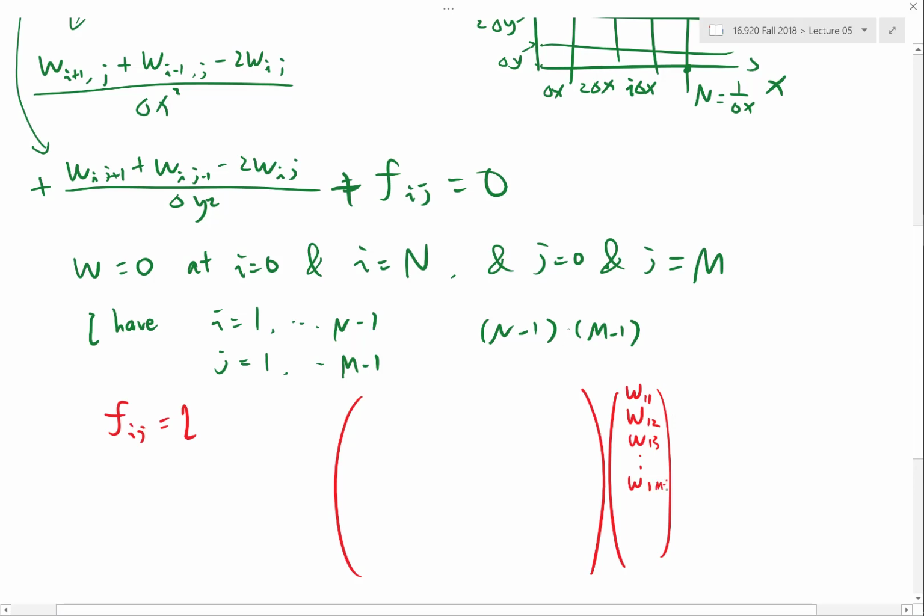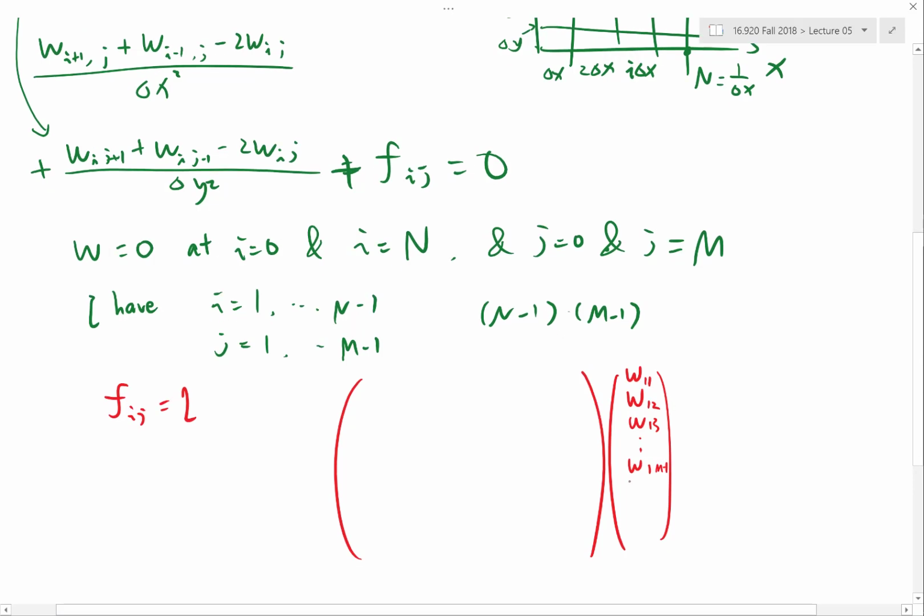Yeah, M minus 1. And then I'll do W21, W22, etc. So basically, I loop over the second dimension and then the first dimension. So you can order it in different ways. Some people who are familiar with different programming languages like to order them in different ways, but it doesn't really matter as long as you are consistent.